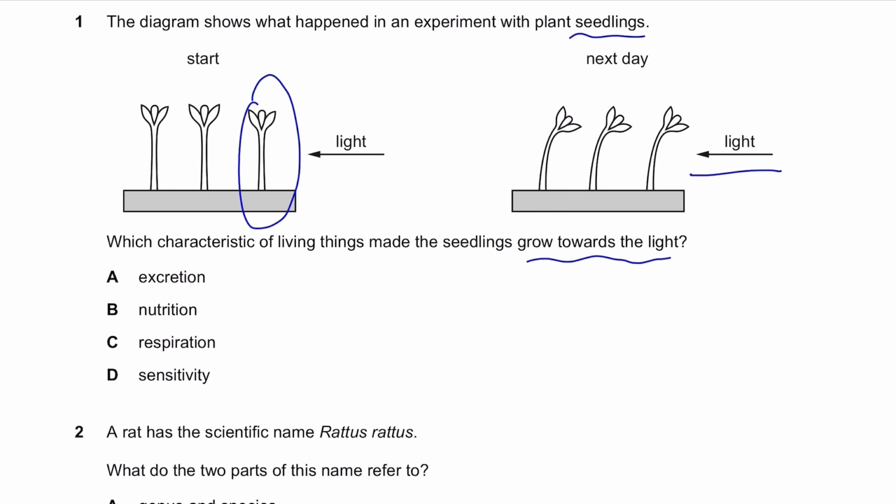Now, this is a very common thing where plants grow towards the light. Well, in order to grow towards the light, you'll have to sense that light is coming from this direction. So the answer is sensitivity.